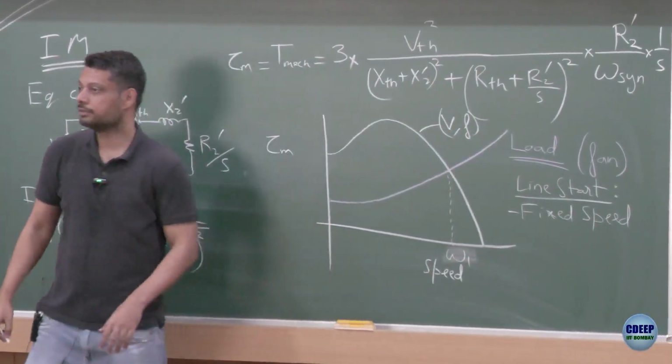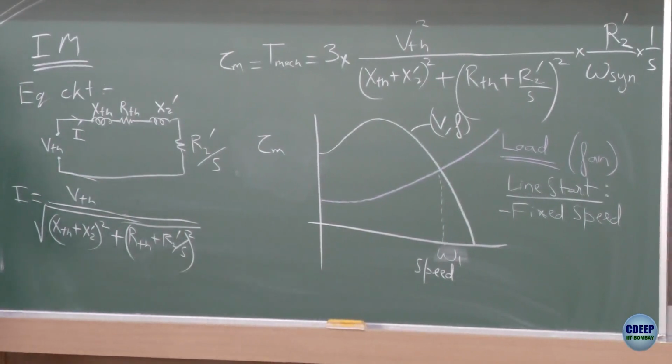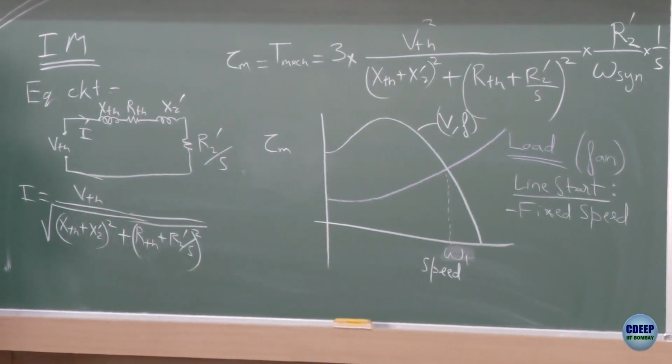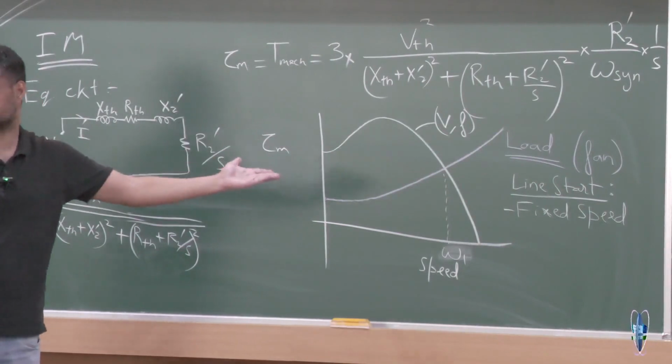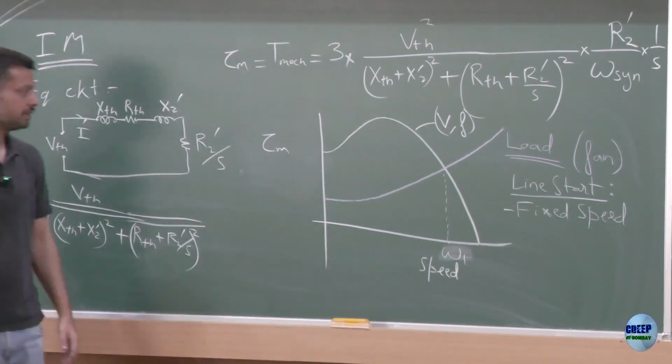Is that okay? You can insert some resistance and try to do some things, but that would again be very lossy, right? You would have a lot of I square R losses. So if you don't do any resistance insertion, then it's more or less a fixed speed, which you would not prefer to have.